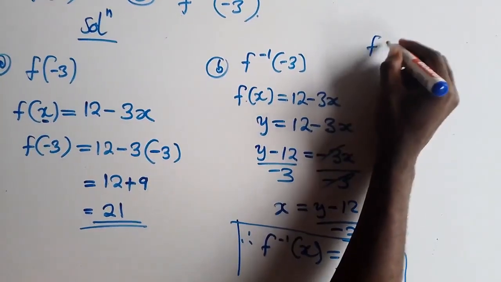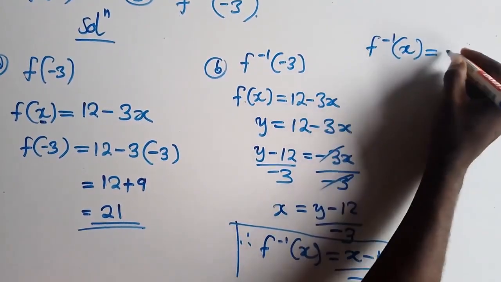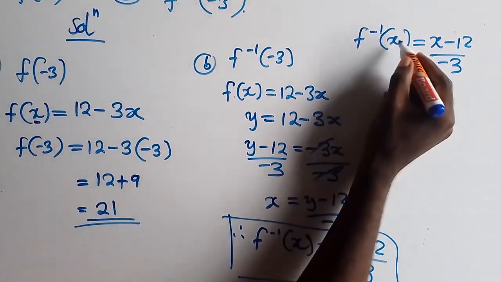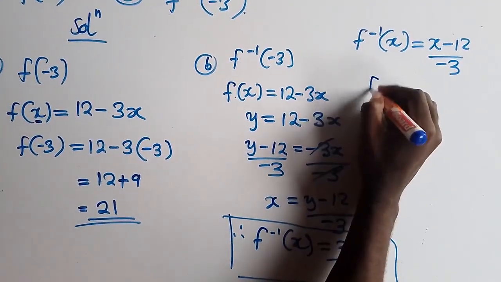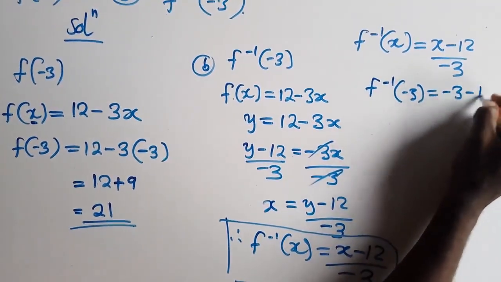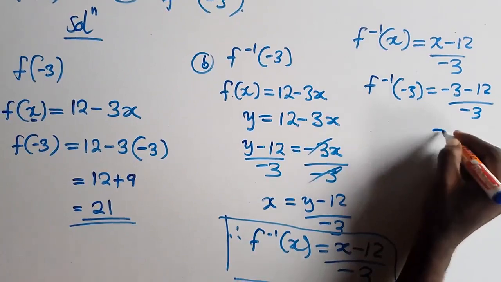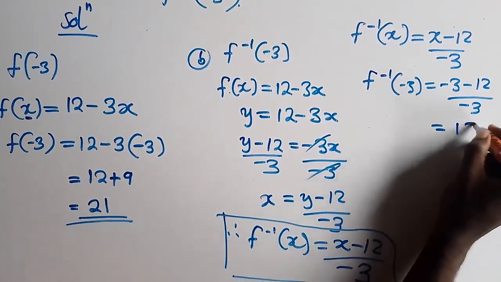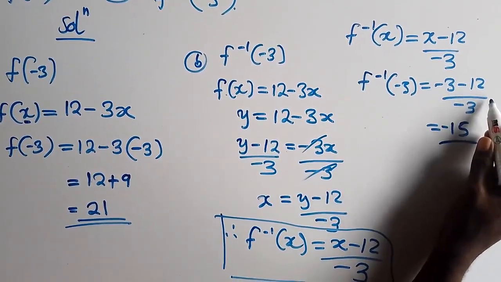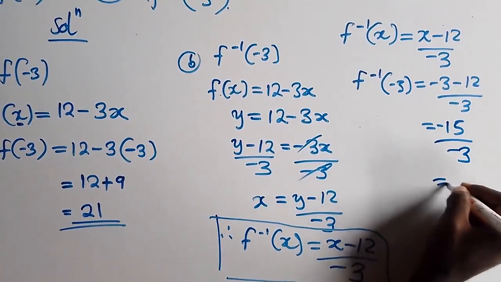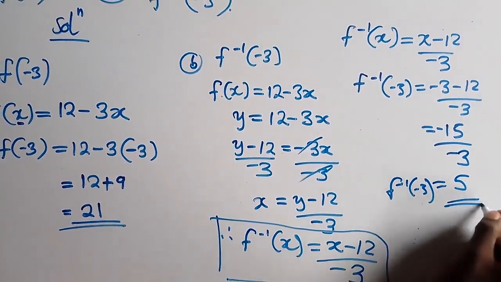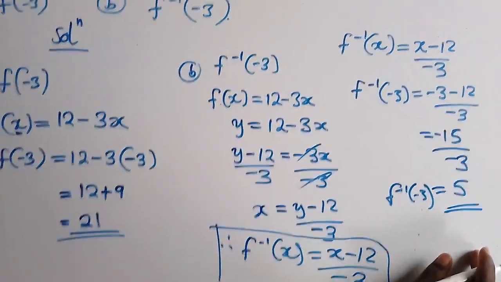So after writing this, since we have found this inverse function, I'm going to put it here. F inverse of x is equal to x minus 12 over negative 3. Then where there is x, I put negative 3. This is just the same as f inverse of negative 3 is equal to negative 3 minus 12 over negative 3. This is equal to negative 15 over negative 3, since same signs you add, then maintain the sign. Which is equal to 5. So f inverse of negative 3 is equal to 5. This is how you get to answer these questions.